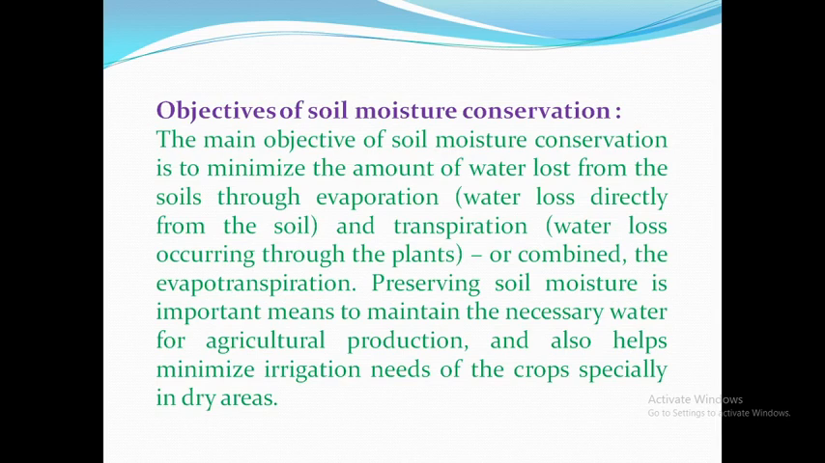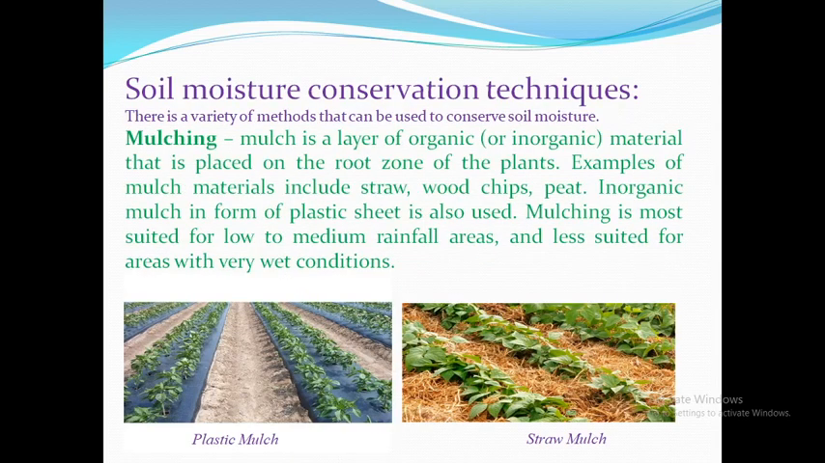Next, the objective of soil moisture conservation. The main objective of soil moisture conservation is to minimize the amount of water lost from the soil through evaporation. Water loss directly from the soil and transpiration water loss occurring through the plants are combined as evapotranspiration. Preserving soil moisture is an important means to maintain the necessary water for agricultural production and also helps minimize irrigation needs of the crops, especially in dry areas.